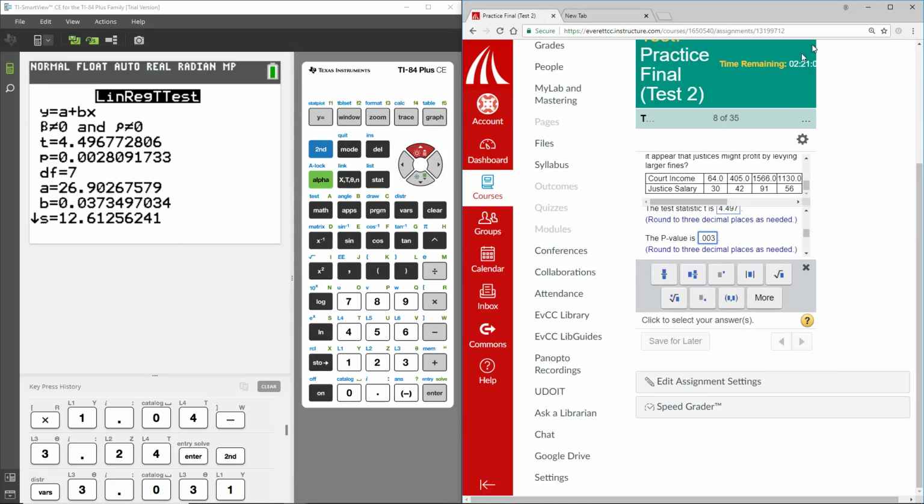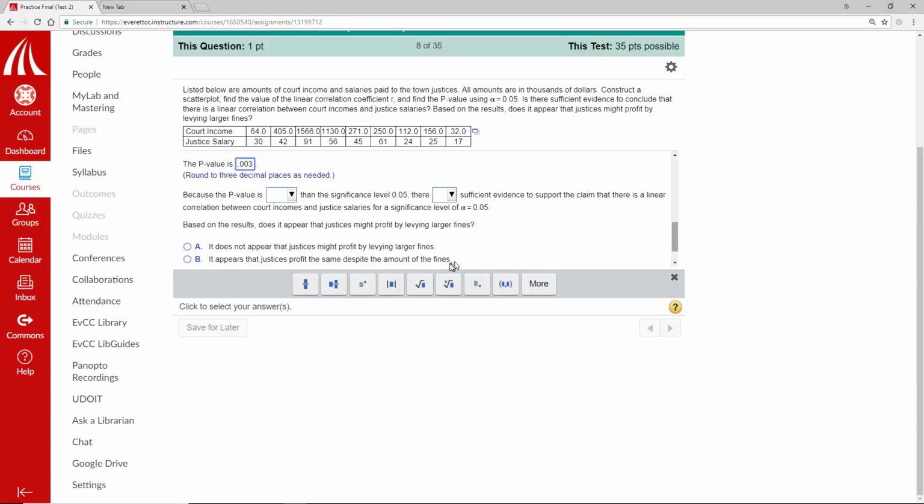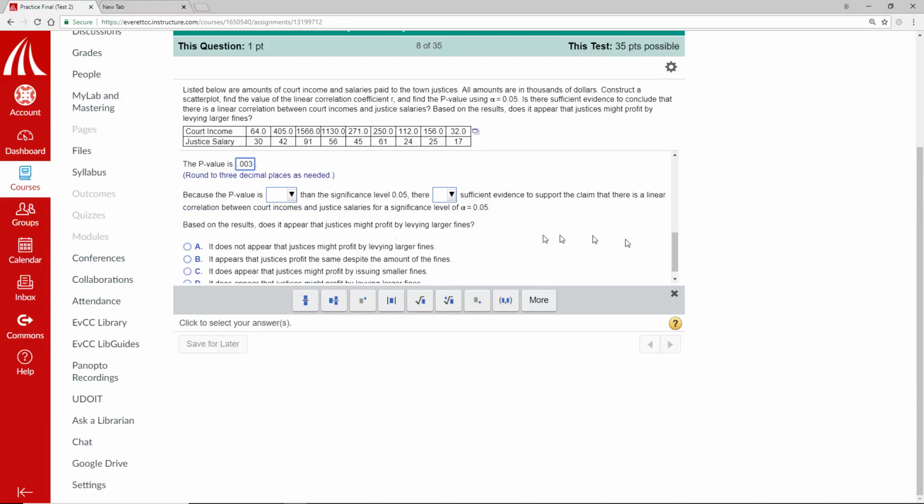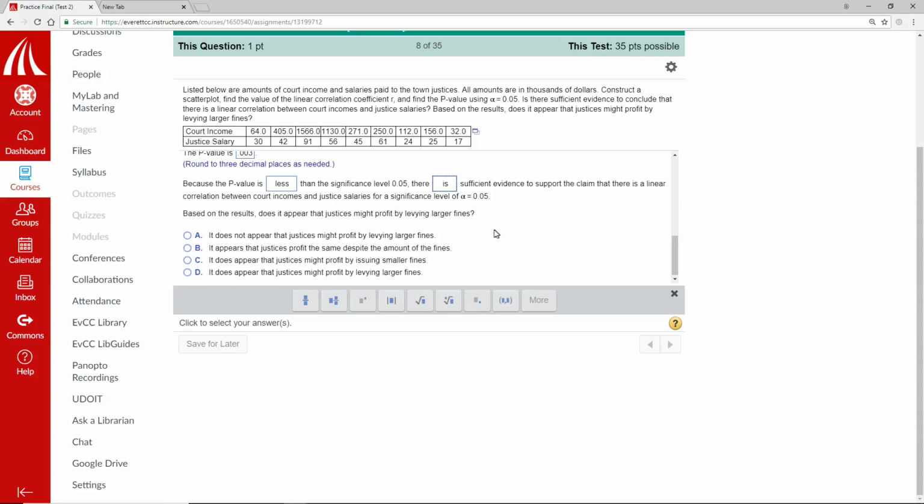The p-value is going to be less than alpha. So because the p-value is less than the significance level, there is sufficient evidence to support the claim that there is a linear correlation between the court and the income. So based on the results, does it appear that justices might profit by levying larger fines? Well, yeah, the larger the fine, because there's a correlation, absolutely.